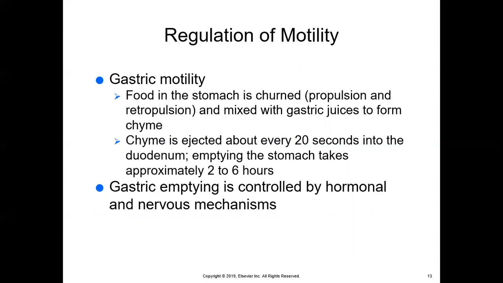Chyme is ejected about every 20 seconds into the duodenum. It just ejects a very little bit at a time. Emptying the stomach takes approximately 2 to 6 hours, depending on how much is in there and what type of substance you're breaking down. So, what you ate. Gastric emptying is controlled by hormonal and nervous mechanisms.